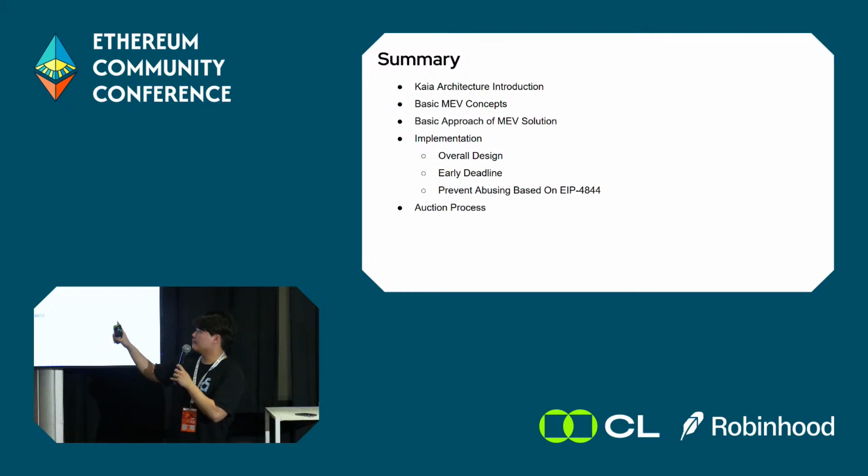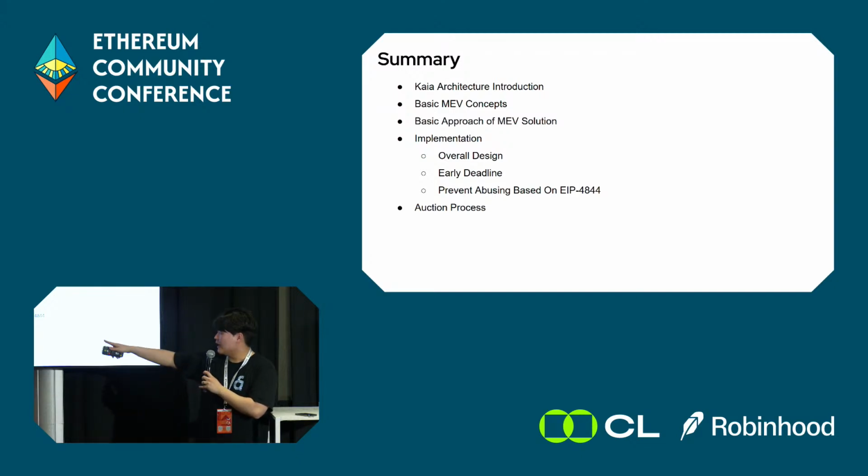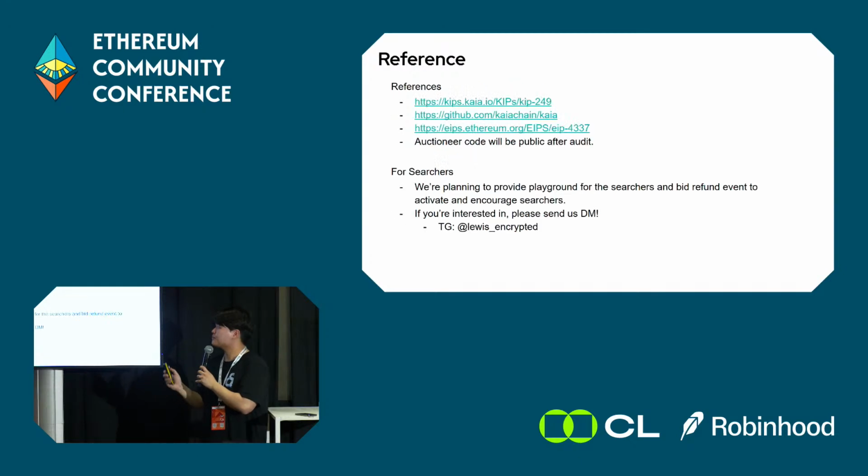And we covered the implementation, from the overall design to some key challenges we faced, like the early deadline to ensure the bid result is included in a block with the target transactions securely, and also preventing abuse from the consensus validator and the searcher, thanks to EIP-4337 and EIP-4844's protect sharding, something like that. And last of all, we looked into the step-by-step auction process.